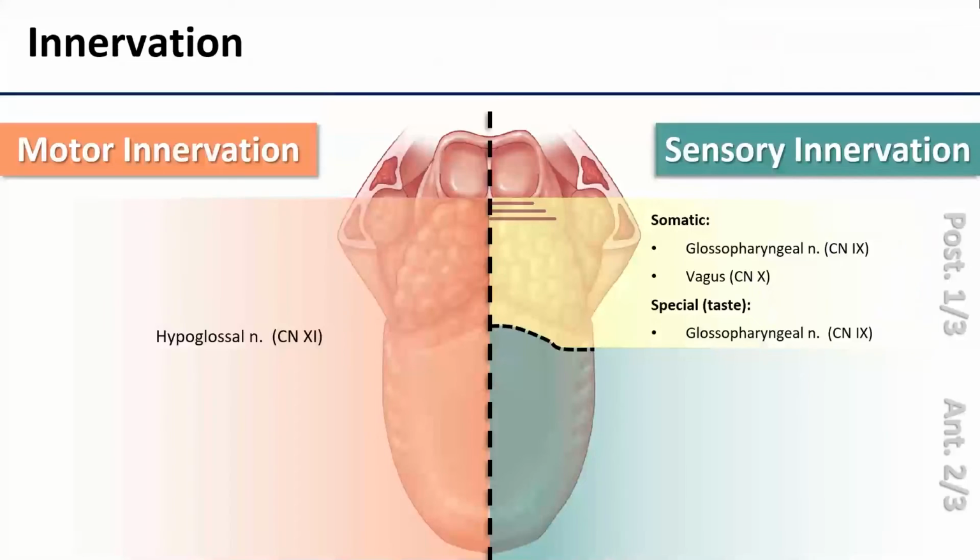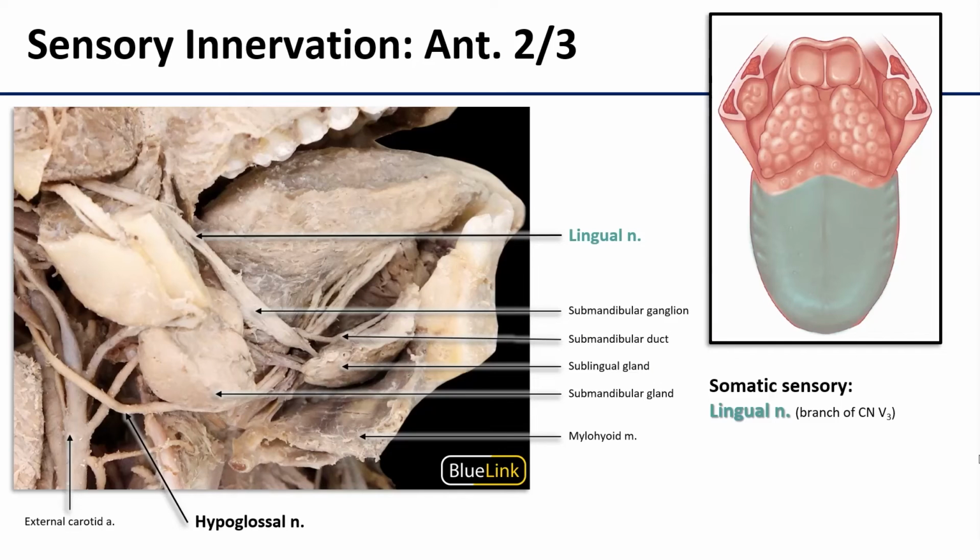So that takes care of the posterior tongue. The anterior tongue gets somatic sensory innervation from the same source as the rest of the inferior oral cavity proper, which is the lingual nerve. The lingual nerve is a branch of the mandibular division of trigeminal that originates in the infratemporal fossa deep to the mandibular ramus. So in the photograph here, you can see the mandibular ramus has been cut.